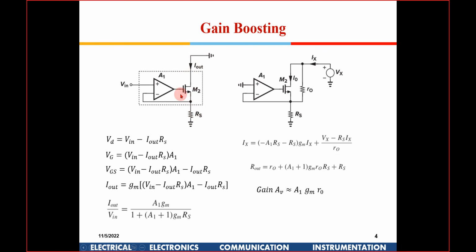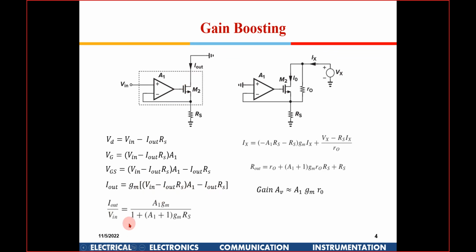Right, I out RS. So I am subtracting it, it becomes minus of I out RS. Okay, so I am subtracting the source voltage, so I am getting the gate to source voltage. So this is the equation, right? So now that is I out VGS. Now that is the VGS of M2. Now if I have to find out I out, it will be GM, and GM is nothing but GM of M2. So I get this equation.